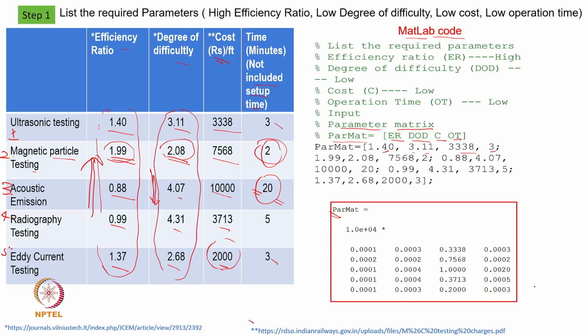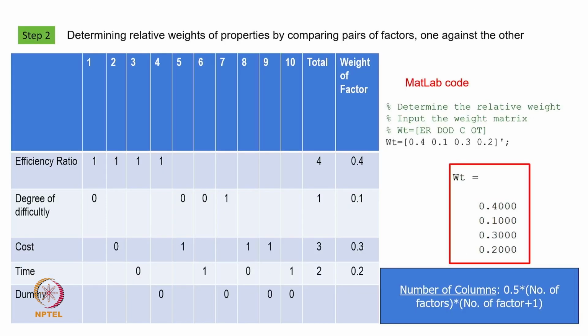So, this is what we can develop in MATLAB, so that we can judge or evaluate the importance of which method will be selected and which has the highest ranking. Now, the second thing is how do we decide whether time is more important, cost is more important, or maybe degree of difficulty is more important. So, what we do, we use the digit logic method. What is the digit logic method? At a time we will be comparing only 2 parameters, even though we have 4 parameters.